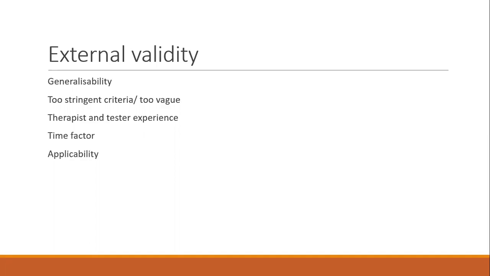External validity, generalizability. I already told you this many times. If the criteria are too stringent, it may not be generalizable. If they are too vague, it might not be strong enough. Then therapist and tester experience. Therapist and tester experience is another component of external validity.